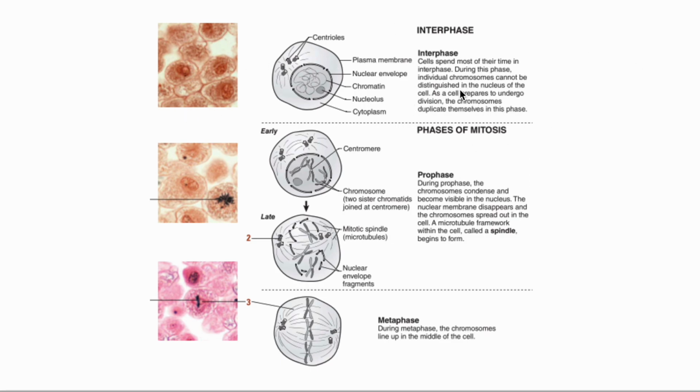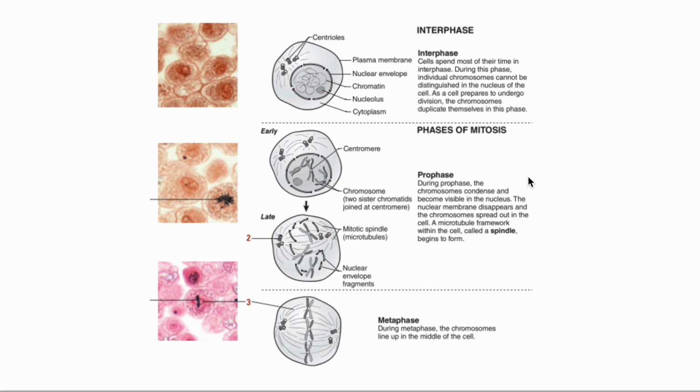So as you can see over here in this little description from your lab manual, cells will spend most of their time in interphase. We can't see the chromosomes because they haven't condensed. And that's sort of the hallmark of interphase. But as we progress into M phase, we're going to start in prophase. And the hallmark of prophase is that a few major events are going to happen.